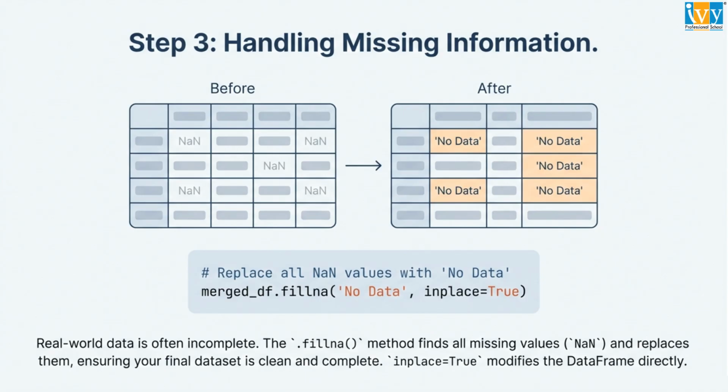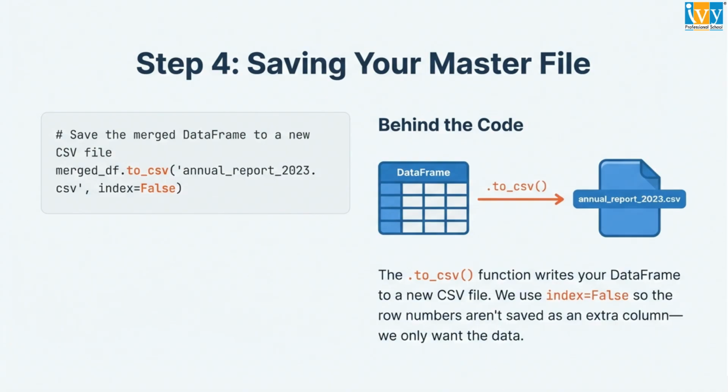Step 3 addresses missing information. Real-world data is often incomplete, showing up as NaN values. The .fillna method finds all these missing values and replaces them with a specified value, like "no data", ensuring a complete dataset. Step 4 is saving your master file.